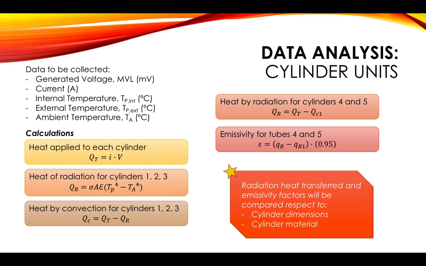For cylinders 4 and 5 with unknown emissivity, heat of radiation is calculated using the heat of convection of the first cylinder, since they have the same dimensions. Then with this, we can obtain the emissivity, subtracting the heat of radiation of the first cylinder from the total calculated before, and applying the emissivity factor of reference. When obtaining this data, we can compare the heat of radiations and emissivities for each cylinder with the change in dimensions and the change in surface material.